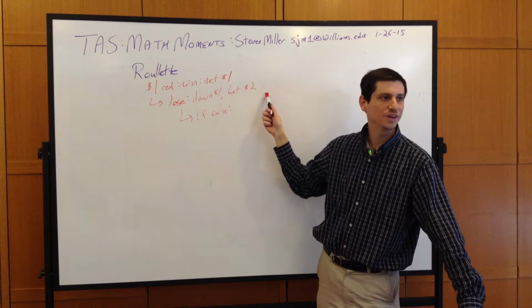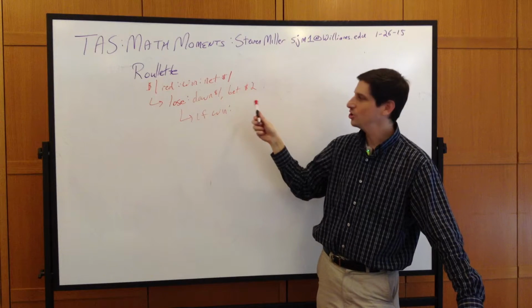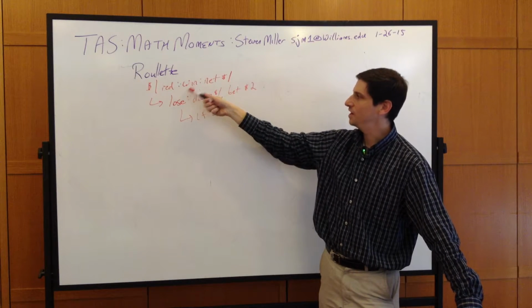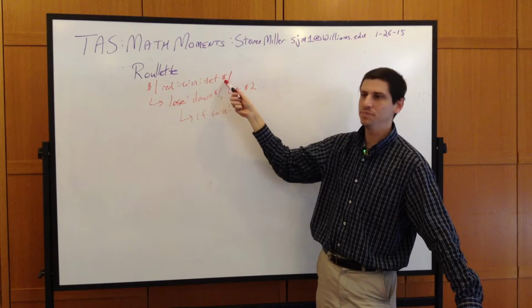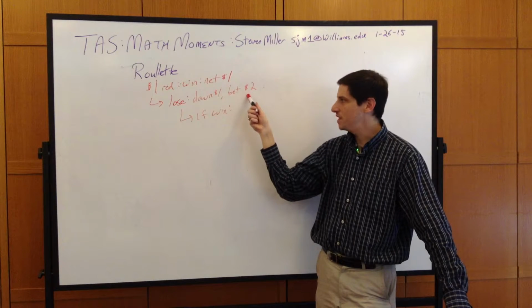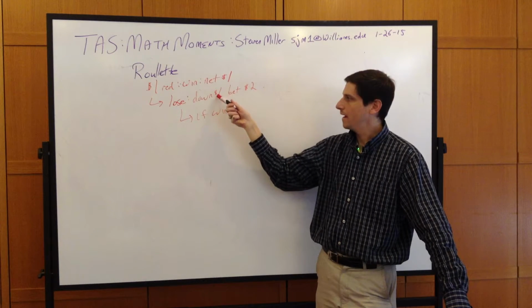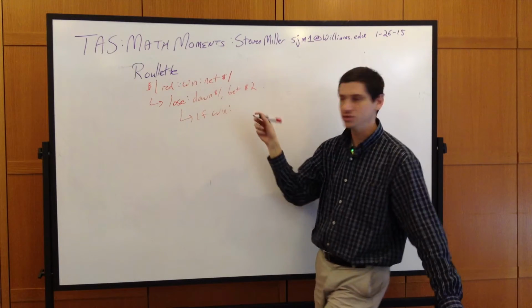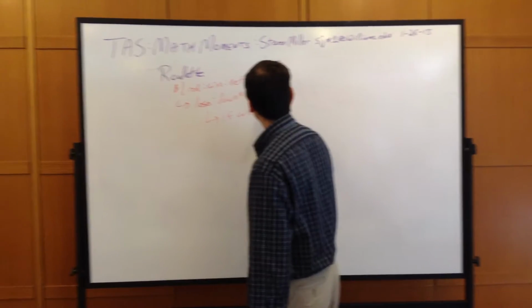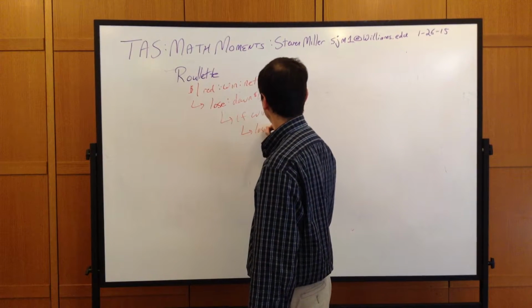So where are we? I bet $1 on red. If it comes up red and I win, I'm plus $1. Net $1. If I lose, I'm down $1. I bet $2. If I win, I now get $2 back. And I net $1. I was -1 plus 2, which is +1. So we net $1. If we lose, how much are we down?